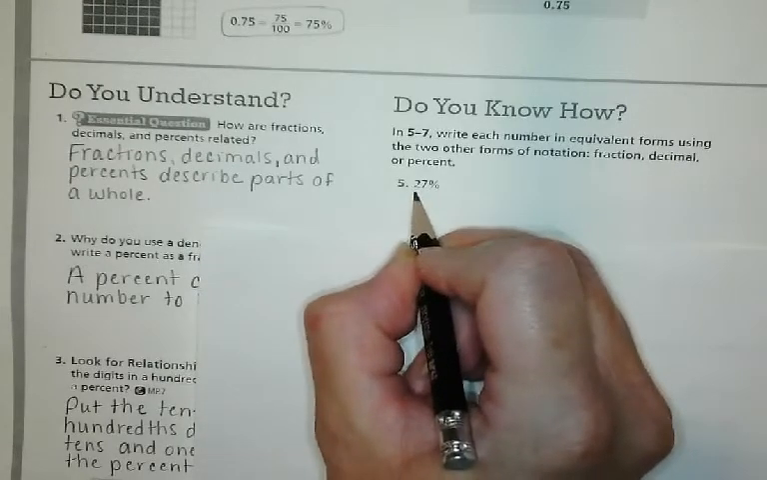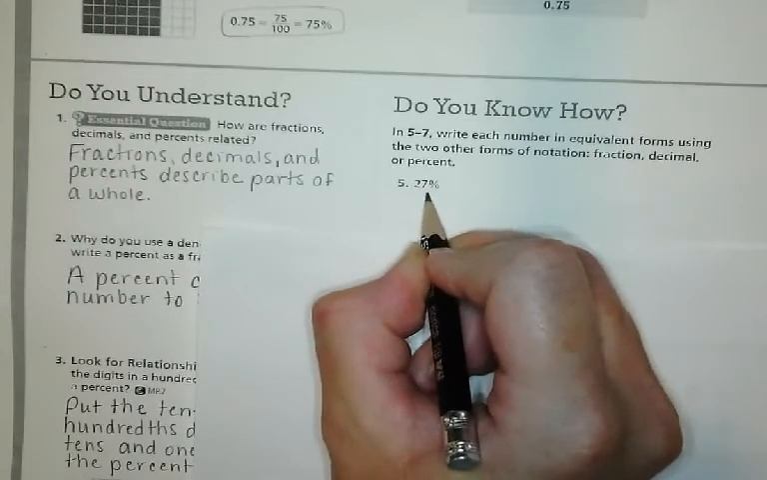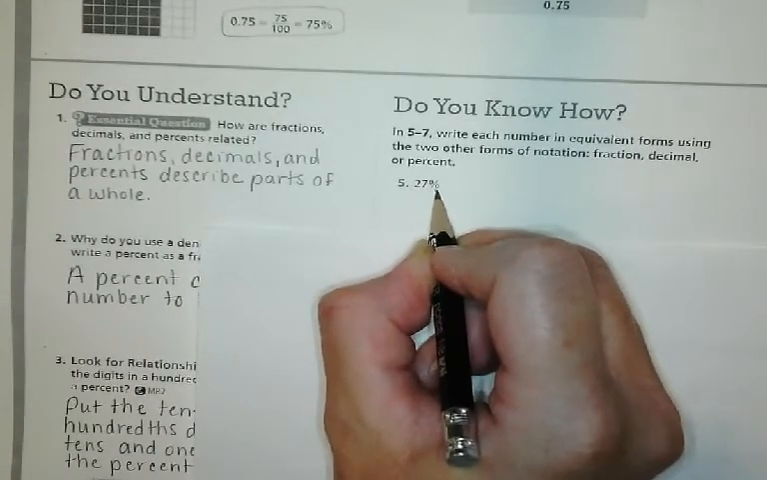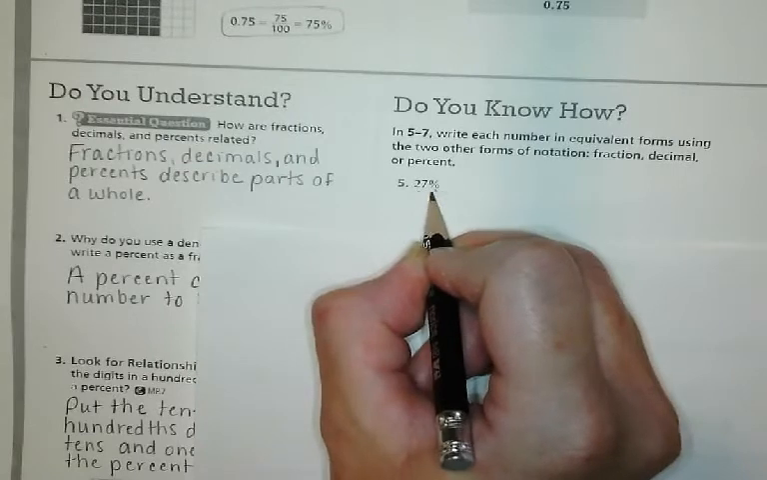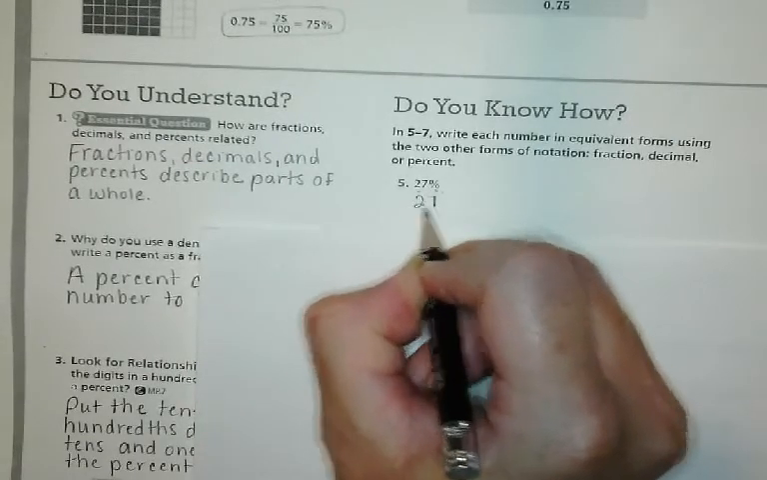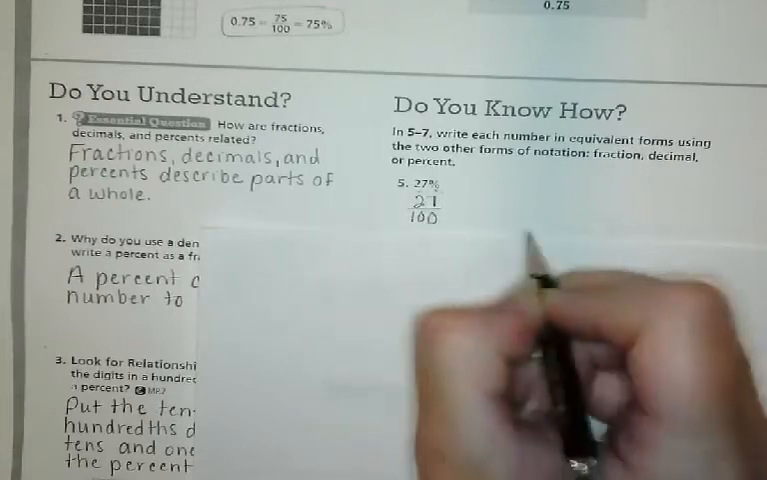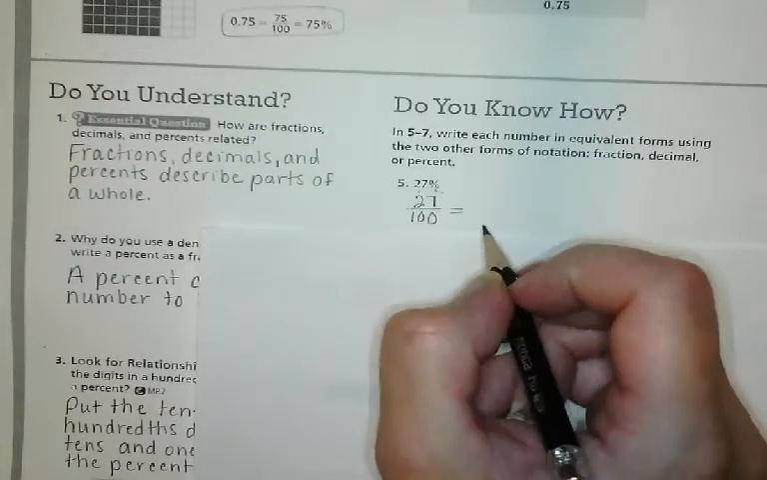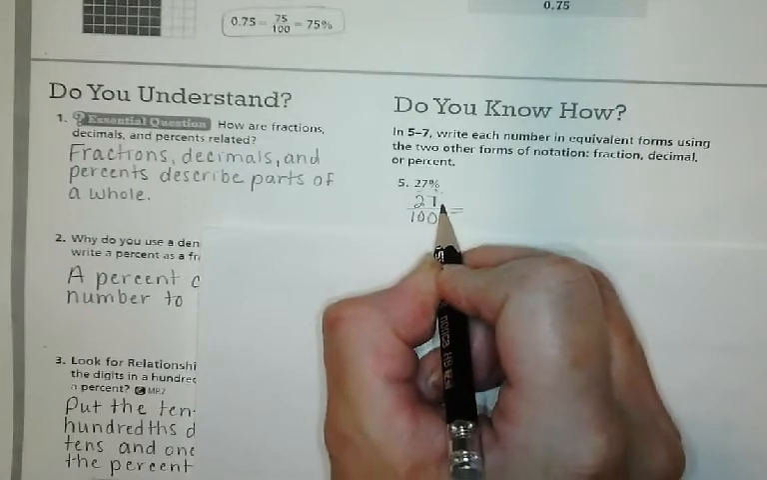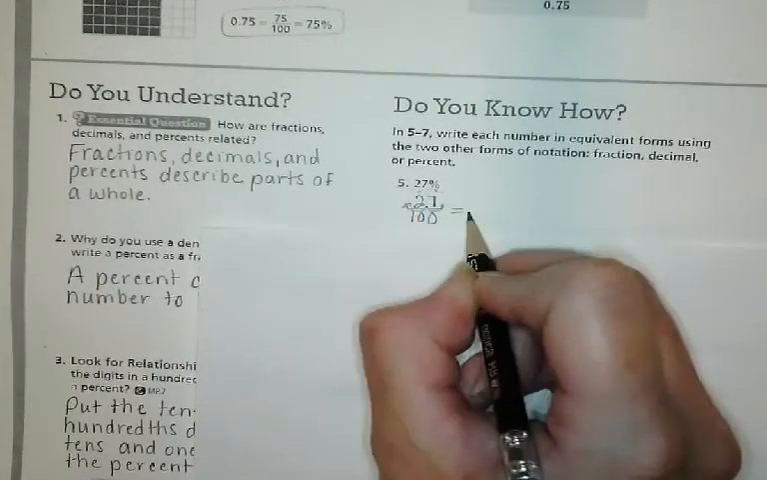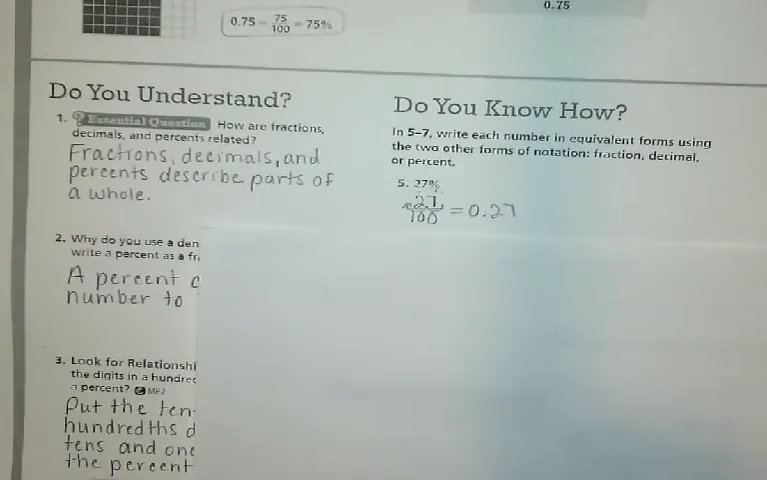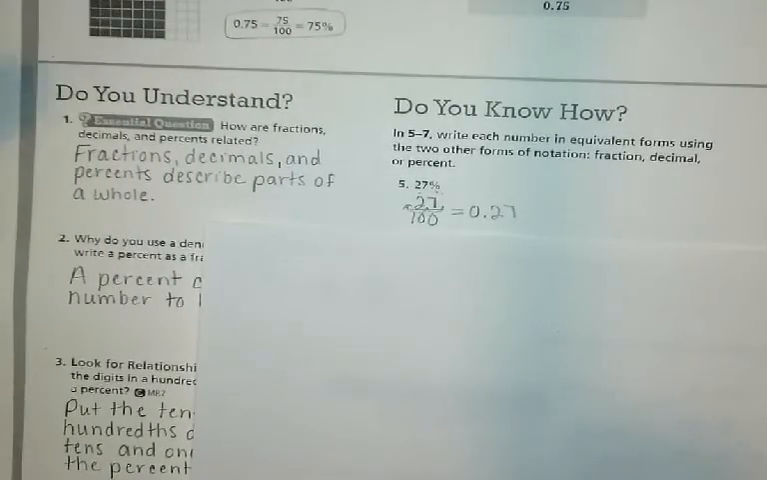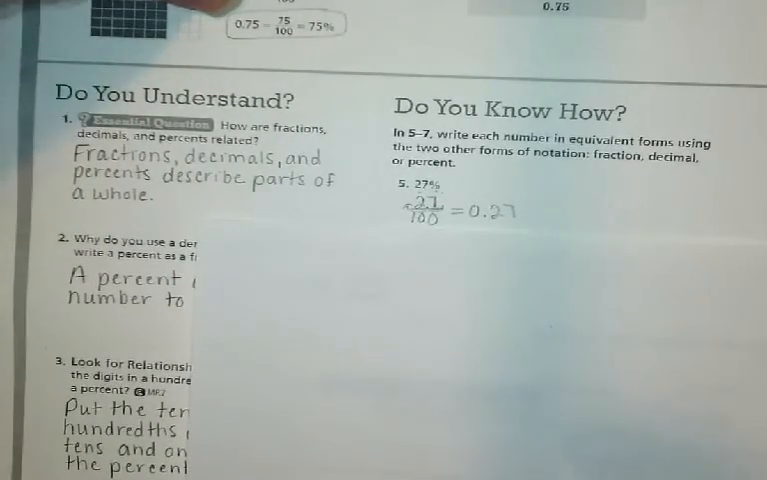27% is representing the part of the whole, and the whole is 100. So 27% can also be read as 27 out of 100. So the fraction is 27 over 100. The decimal equivalent, again, dividing by 100, you move the decimal 2 places to the left, and you get 27 hundredths. Let me show you example number 6, and I will ask you to take a moment and try question number 7 on your own.